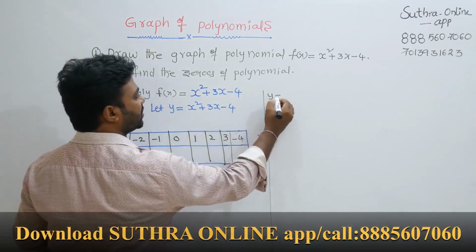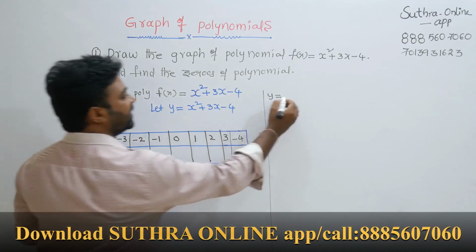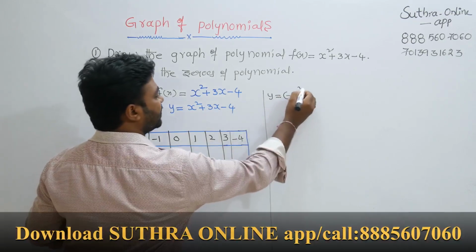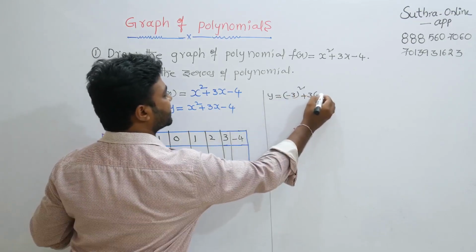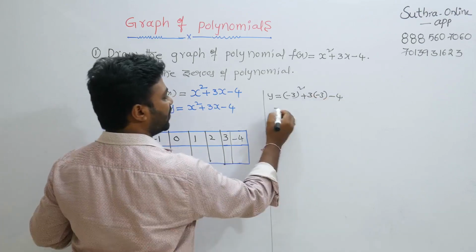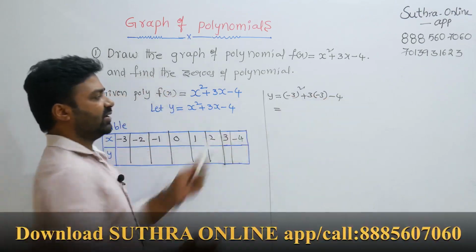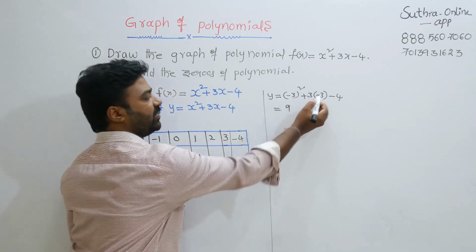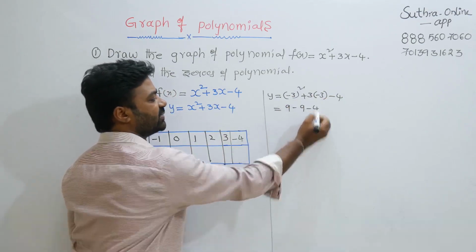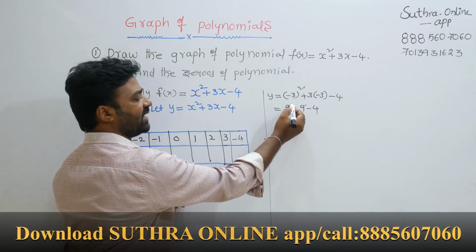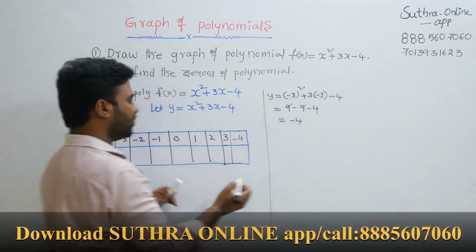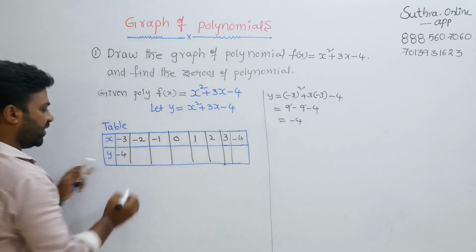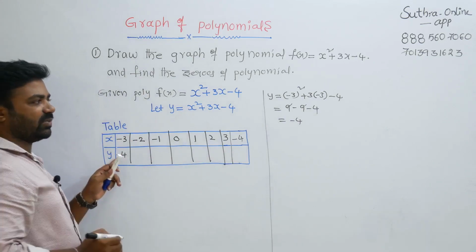So y equals, first of all, x equal minus 3: minus 3 whole square plus 3 into minus 3 minus 4. Now minus 3 whole square is plus 9. Here 3 into minus 3 is minus 9. So it is minus 4. Now plus 9 minus 9 cancel. Y equal minus 4. If x equal minus 3, y equal minus 4.